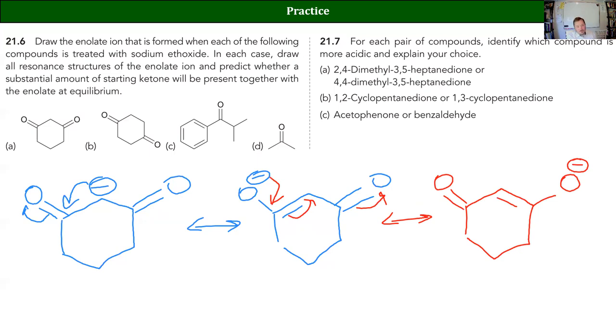Right, so the fact that we get three resonance structures instead of two, and two of the three resonance structures still have two conjugated bonds as well, shows that there's a lot of resonance stabilization, and so that's why they're so easy to form.